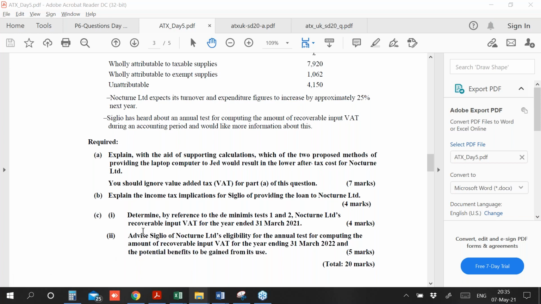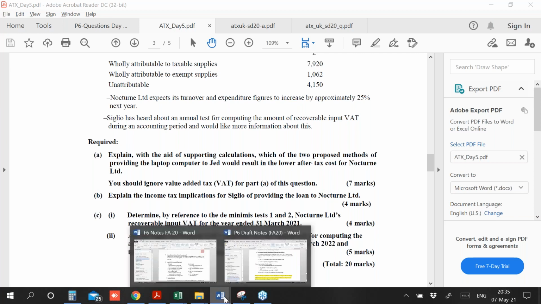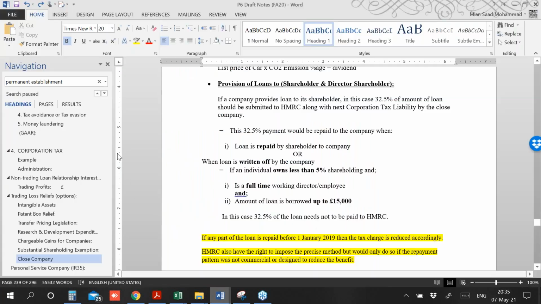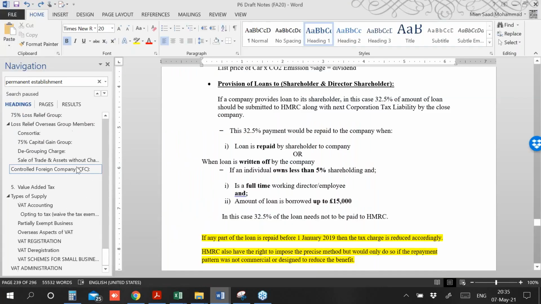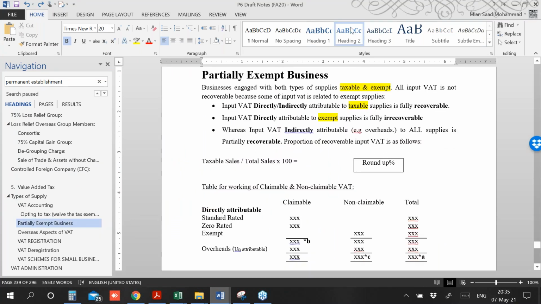Let me read the last requirement. Advise Siglo of Nocturne Limited's eligibility for the annual test for computing the amount of recoverable input VAT for the year ended 31st March 2022 and the potential benefit to be gained from its use. Now, both of these topics, the de minimis tests and the annual test, are correlated and relate to VAT. If you open my notes, and go into the chapter of VAT, that is the last chapter, there's a heading called partially exempt business. In partially exempt business, you'll find that there are three types of tests.